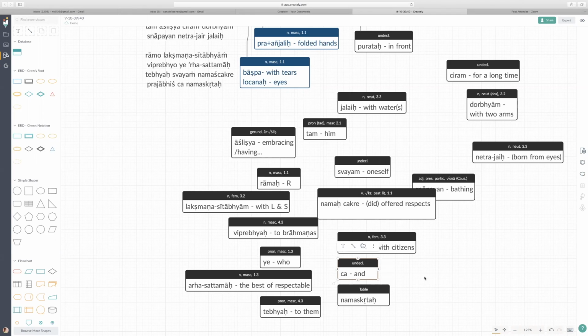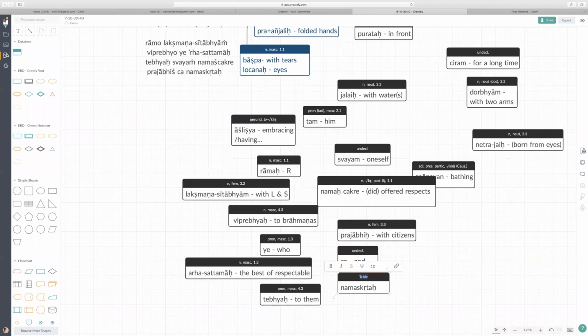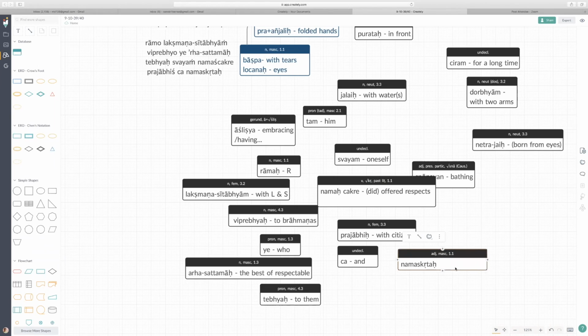Namaskritaha. Okay, namaskritaha. What do we have here? Namaskritaha, well, adjective, gender, masculine, first case, singular. So kritaha will be a passive participle from the kri dhatu. Kri means to do, and kritaha means done. So here we are talking about offering obeisances.